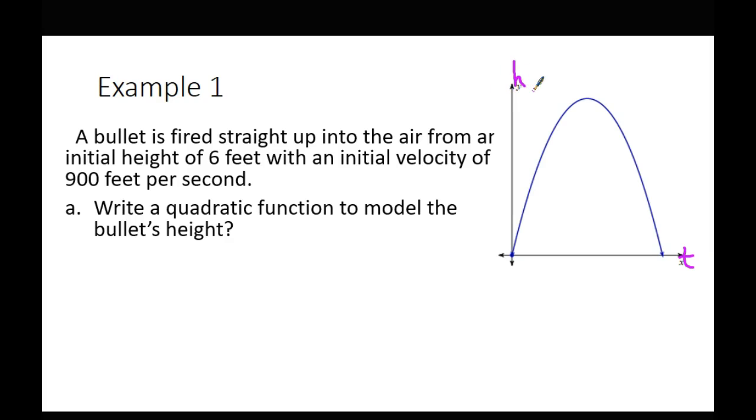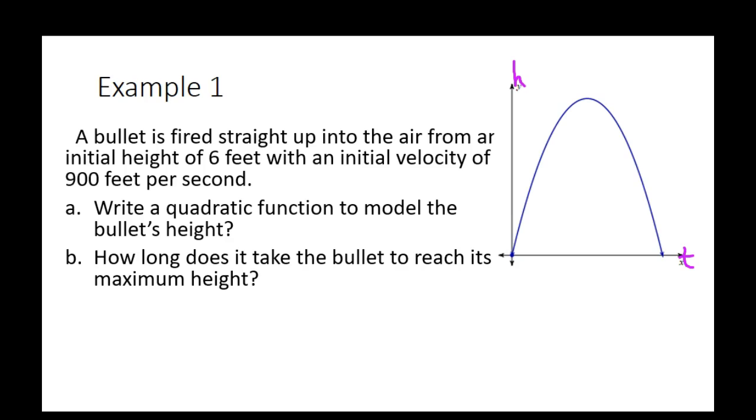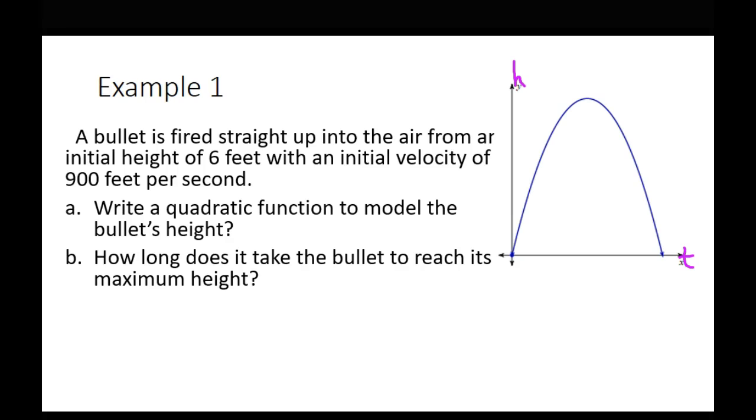So I want you guys to understand something. This is not distance, okay? Although when we think of throwing something up in the air, it does travel a path like that, we don't care about horizontal distance at all here. All we care about is time and height. And besides, it says it fired it straight up in the air anyway, so there shouldn't be any horizontal distance. Okay, so there's our picture. How long does it take the bullet to reach its maximum height? So what that means is find the vertex.